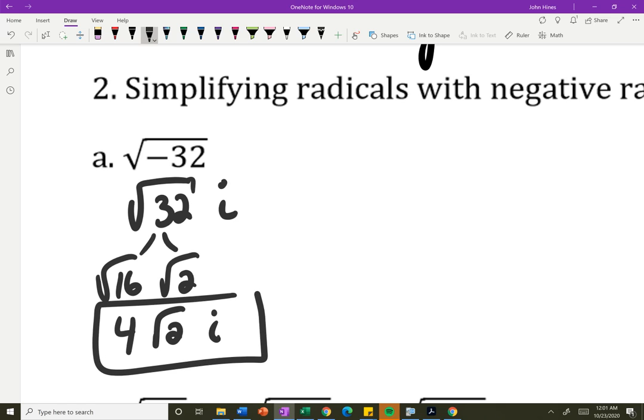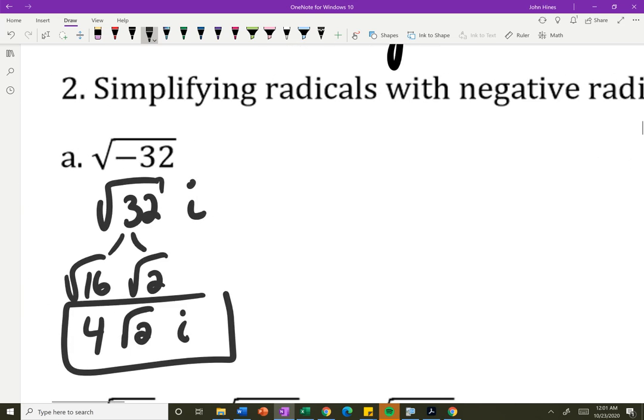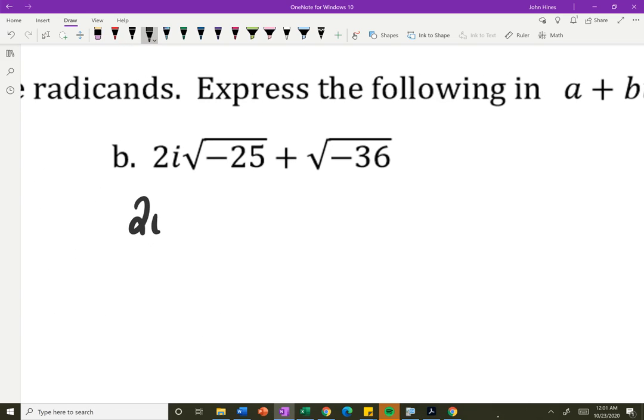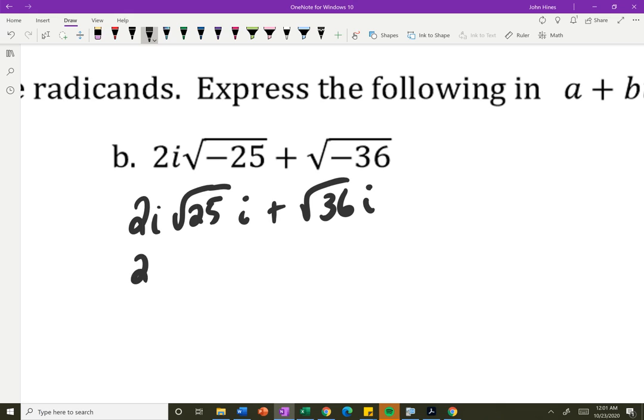So whenever we see a negative in a radical, we just take out a factor of i. All right, so I've got 2i times the square root of negative 25, I'm just going to take out an i there, plus the square root of negative 36. Well, wait a second. I know what this is. This is 2i times 5i, right? Square root of 25 is 5, plus 6i.